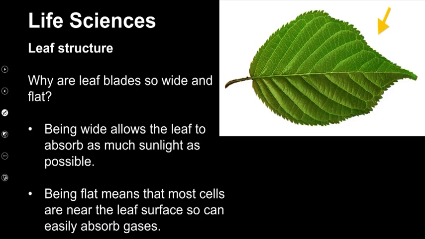Another point is that being flat means that all the cells are close to the surface so that all the cells can get gas. Because for photosynthesis, from previous years, you should know that cells actually need carbon dioxide. And being flat means they can absorb the carbon dioxide easily.